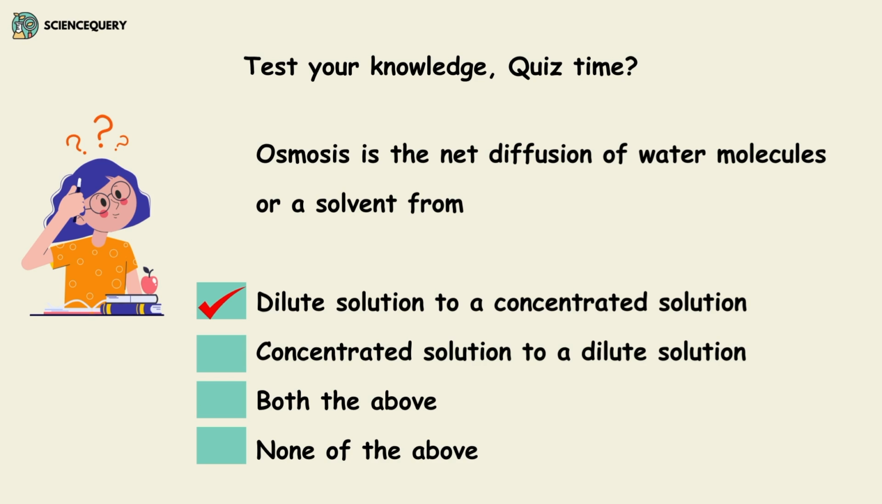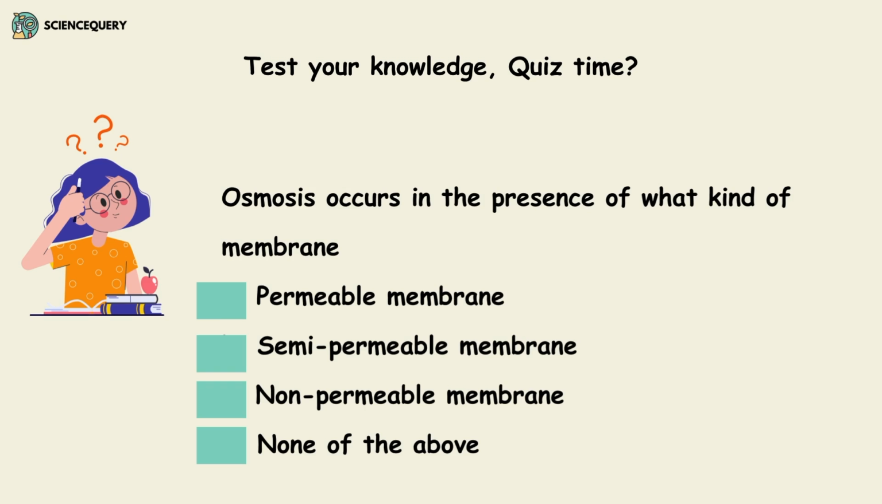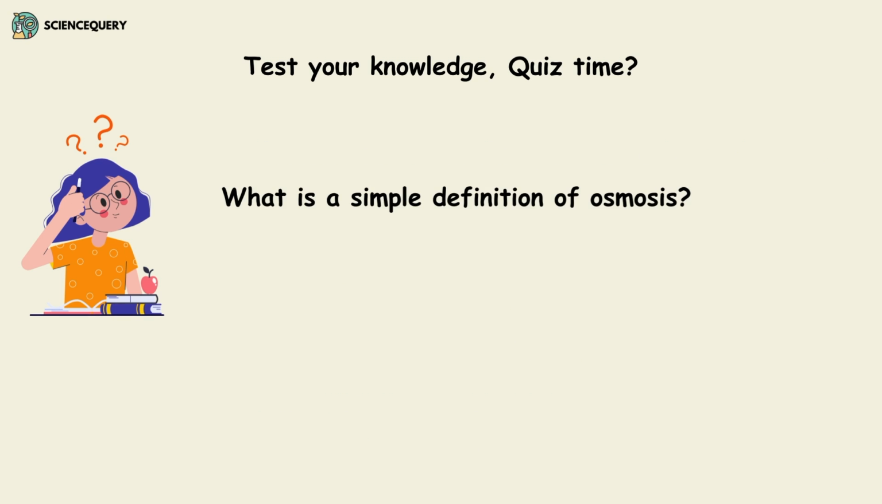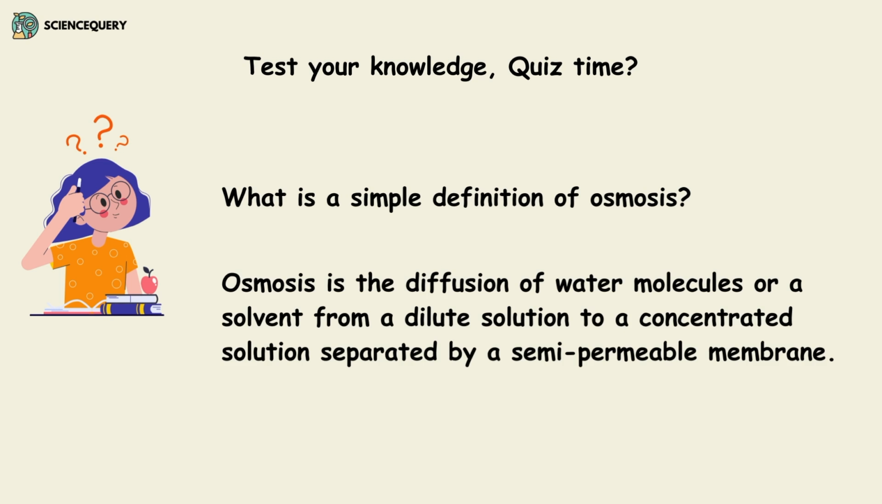Now the next question. Osmosis occurs in the presence of what kind of membrane? Permeable membrane, semi-permeable membrane, non-permeable membrane or none of the above? Well, the answer for this question is osmosis occurs in the presence of semi-permeable membrane. Now the next question. What is a simple definition of osmosis? Well, the answer is osmosis is the diffusion of water molecule or a solvent from a dilute solution to a concentrated solution separated by a semi-permeable membrane.